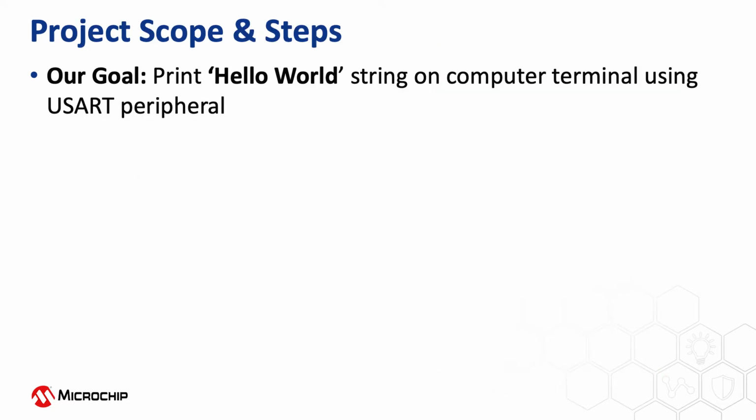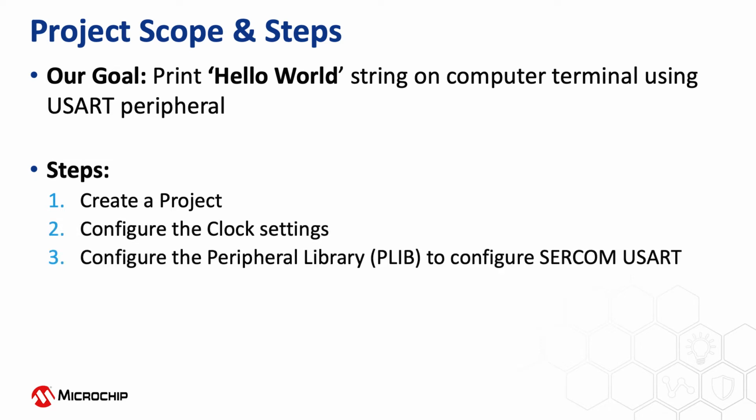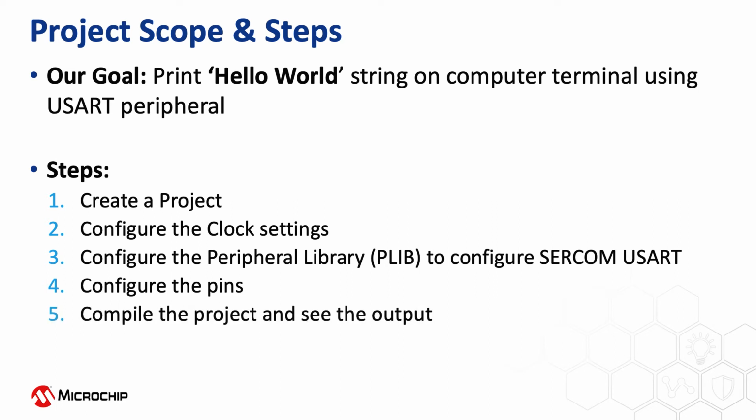Our goal in this video is to send a Hello World string to a serial terminal window running on a computer. To achieve this, we will create a project, configure the clock settings, and configure the peripheral library for the serial communication USART. Serial communication, shortly called SERCOM in the SAM C21, can be configured as USART, I2C, or SPI. We will configure the SERCOM as USART using the MPLAB Harmony Configurator, a GUI-based tool. We will also help you to configure the pins, and then compile the project and see the output.